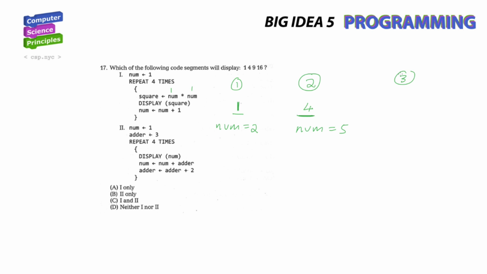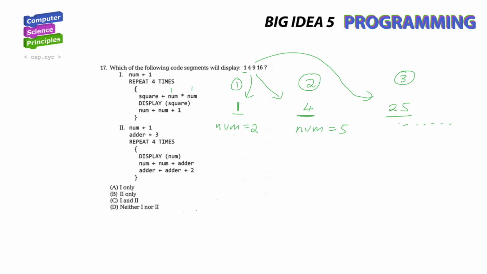So now the third time that it's repeating this, the square is num times num, which is 25. And already, I don't really need to do anything else because the 1 is there, the 4 is there, but this should be a 9 and it's not.